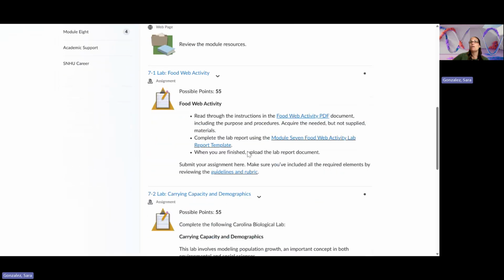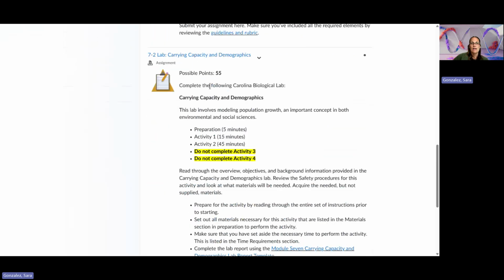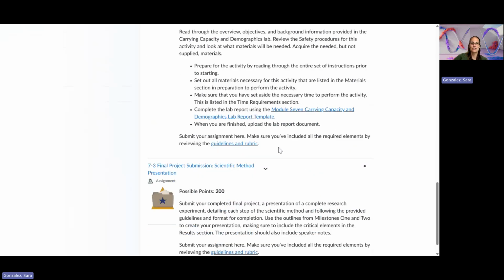You have 2 labs that are due. Your first lab is going to be the food web activity. You're going to look at it through the PDF that you see here, and then make sure you complete your template. Then carrying capacity. This activity takes a little over an hour or so. You do not have to do activity 3 and 4, so make sure you don't do those. If you want to, go ahead, but you don't have to.